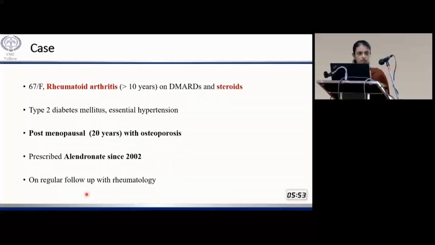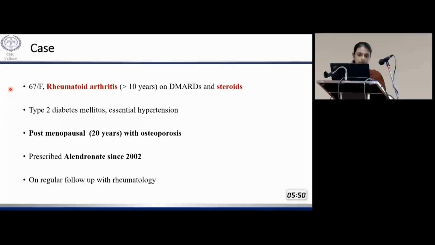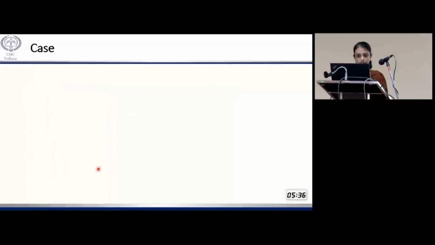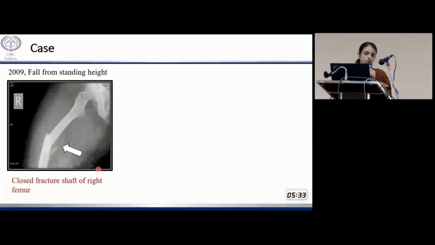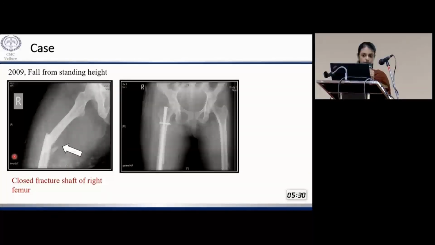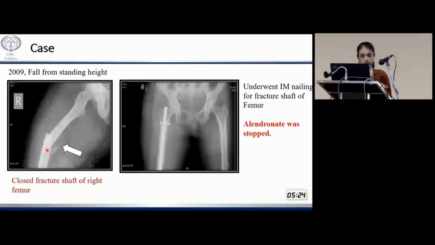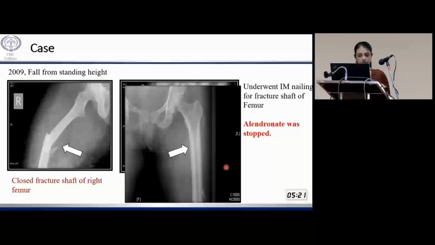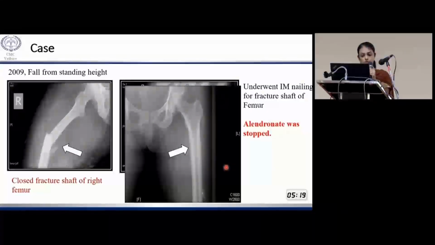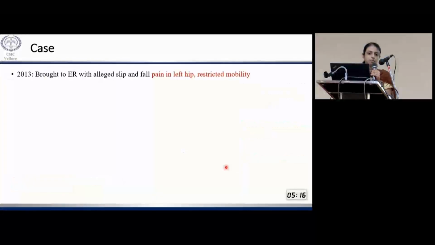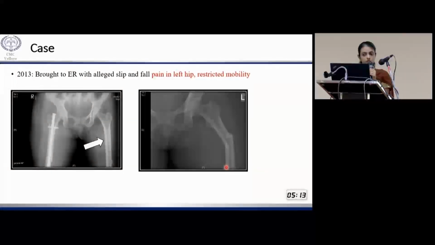Again, to highlight the other uses of DEXA, let me mention a case of a 67-year-old lady with rheumatoid arthritis on long-term steroids, DMARDs, postmenopausal, on bisphosphonates for a long time, and she was on follow-up with rheumatology elsewhere. In 2009, she presented with this subtrochanteric fracture of the right side, for which she underwent an IM nailing. Alendronate was stopped. We noticed that the cortices of the other side were thick as well. Although bisphosphonates were rightly stopped, she came back 4 years later with a fracture of the opposite side.